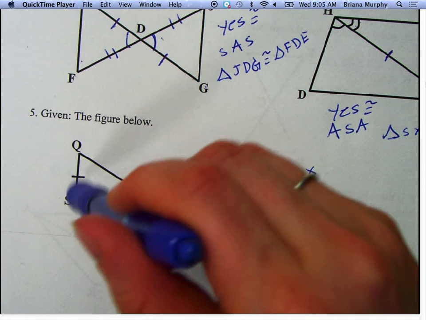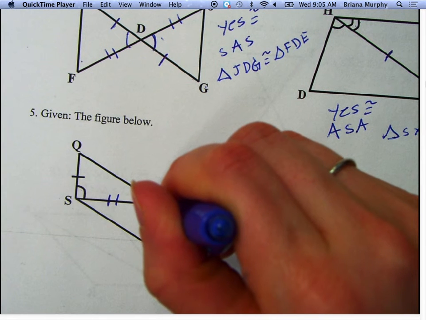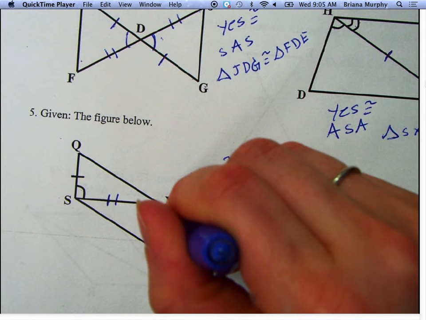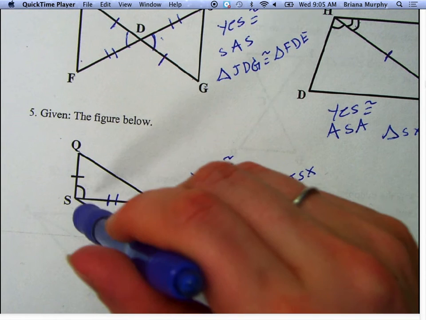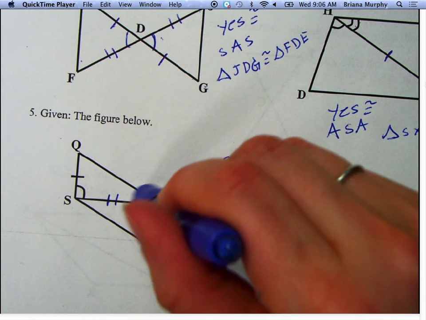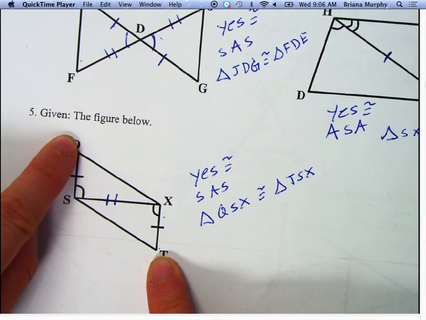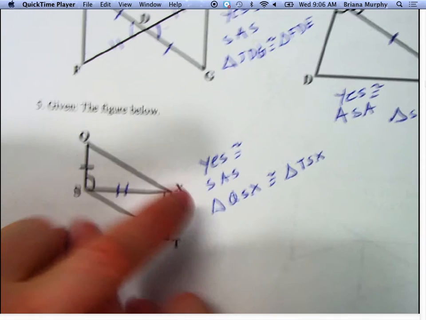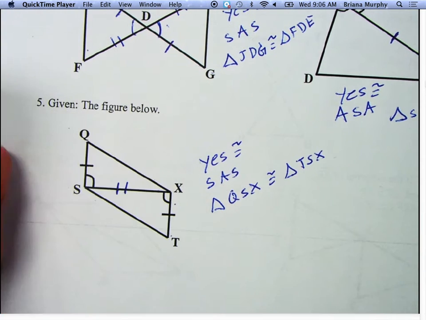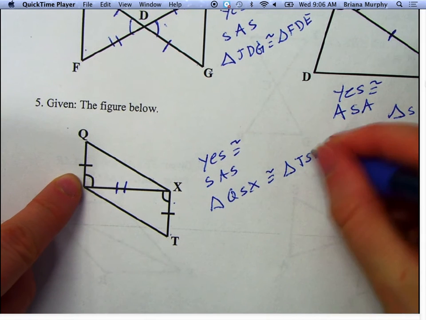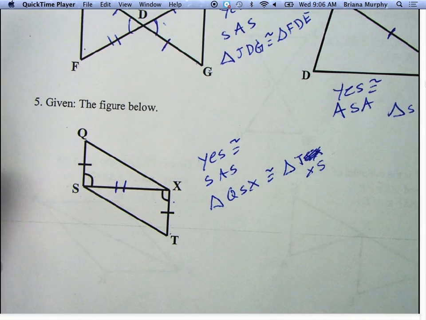I don't know. QSX. Q and T match, right? S and X match, right? I went here. Then I went here. Then I went here. Wait, but you have S and S matched up. I have Q and T. S, you're right. There we go. Good job, Kirsten.